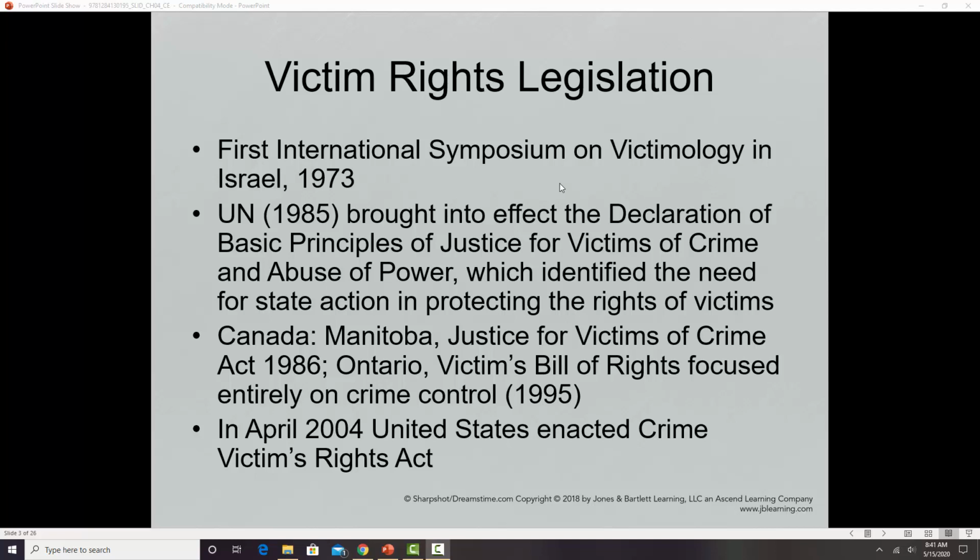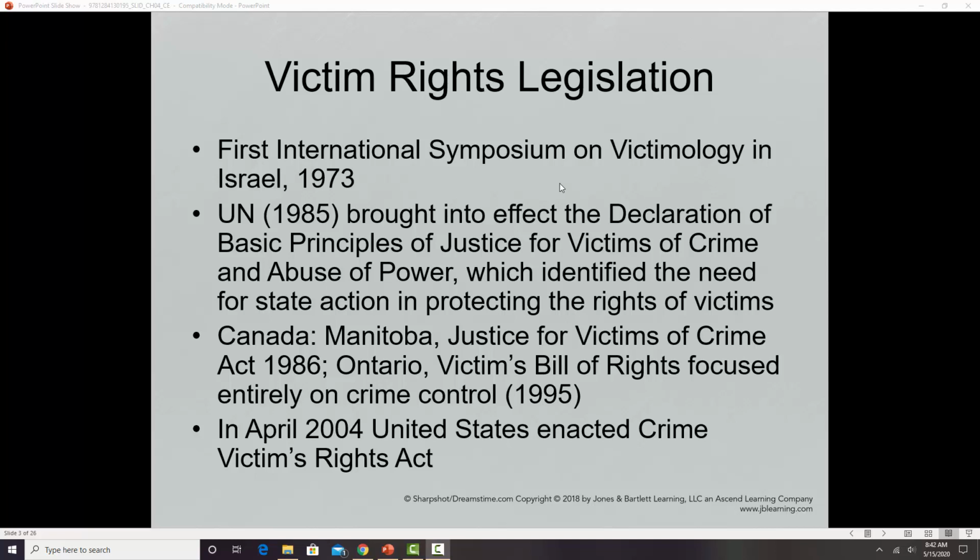And then in 2004, the United States enacted the Crime Victims' Rights Act. And this really was kind of the first, well, actually, we had more that was passed before that. In 1982, we had the Presidential Task Force on Victims' Rights, and out of that task force came the passage of the Federal Victim and Witness Protection Act, which was also passed in 1982. We had the Victims of Crime Act, which was passed in 1984.